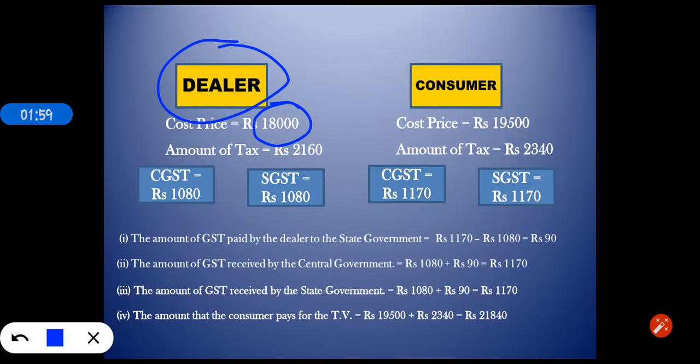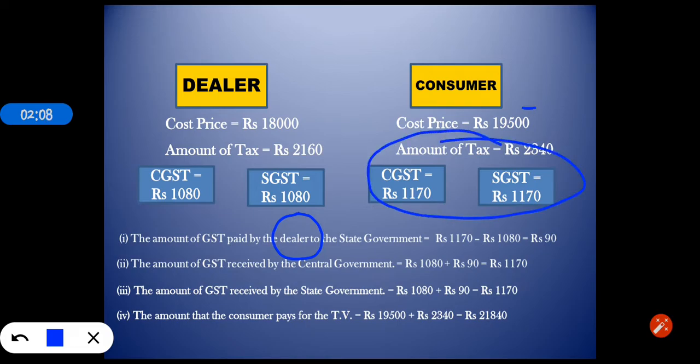Now the questions. The first question is the amount of GST paid by a dealer. We know that this is your output GST and this is your input GST. So how much did the dealer pay to the state government? It's output minus input. That means 1,170 minus 1,080, which is equal to rupees 90.